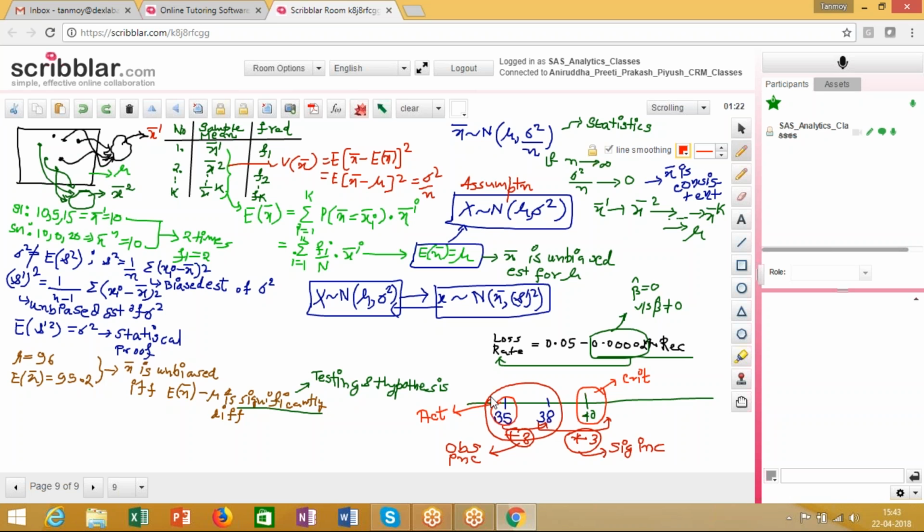Just check this concept. Have you understood this concept? So this concept is important.